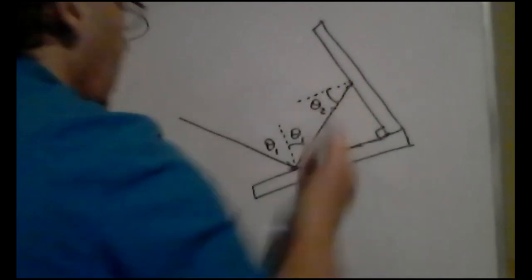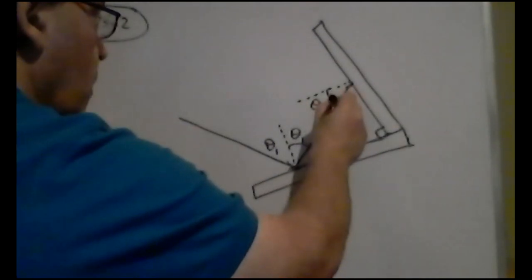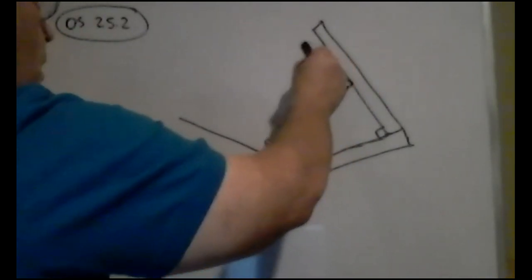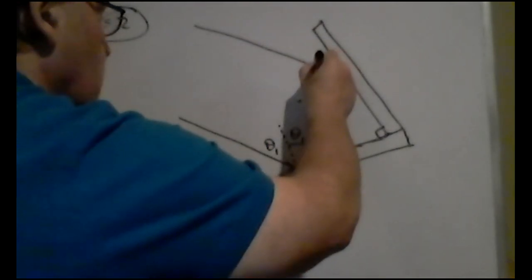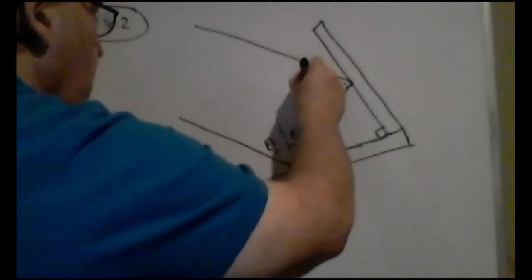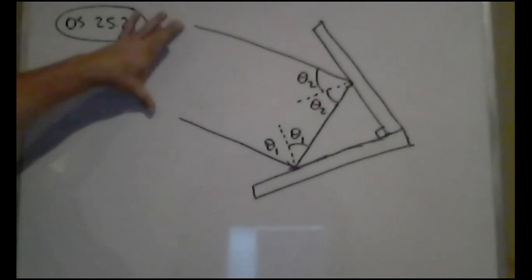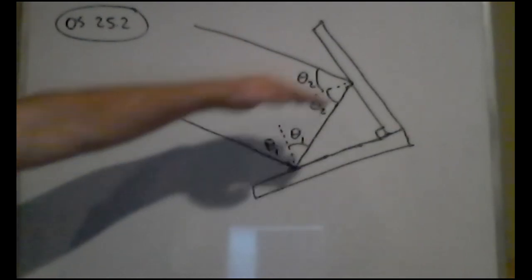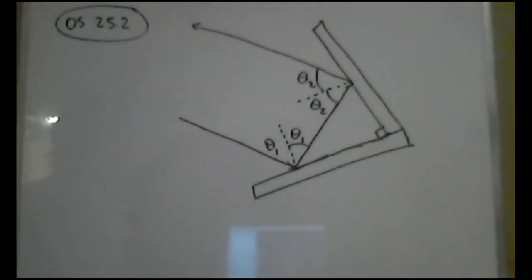Theta 2. Angle of incidence equals angle of reflection. So this angle is also theta 2. So the question is, are these two lines parallel? How do I prove that? Well, I'm going to have to prove that with geometry. I want to prove that the incoming ray and the outgoing ray are parallel. So we're going to have to do a geometrical proof.